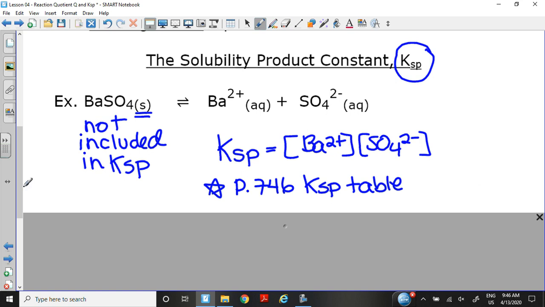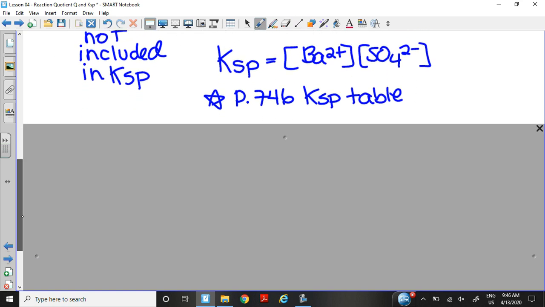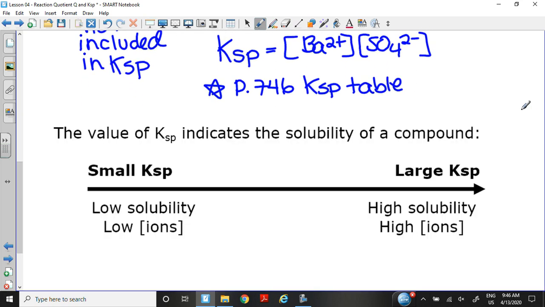In general, though, you can look at the value of KSP to give you an idea about the solubility of a substance. So smaller KSP values, like the really tiny ones, can be up to around 10 to the negative 30 factor. Those ones indicate the salt is very, very, very low in solubility. The ones that are larger when we deal with KSP, large is still not very big, but they could be 10 to the negative 3, 10 to the negative 5. Those are ones that are maybe a little bit bigger. In comparison, their solubility is a lot higher.